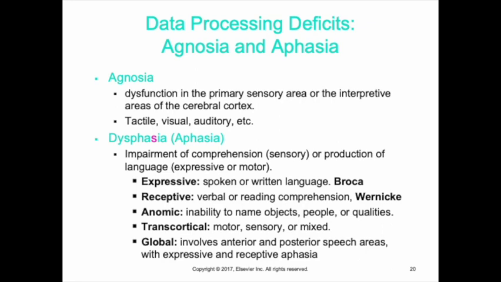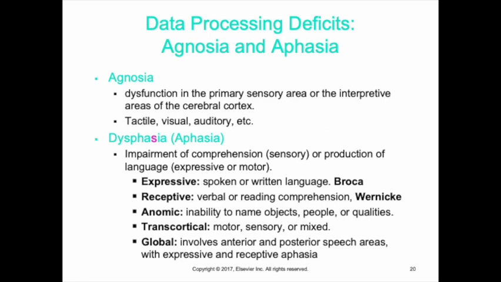Agnosia and dysphasia or aphasia, these are different types of data processing deficits. And with agnosia, these are deficits of recognition. And this recognition can either be tactile, visual, or auditory. And it is involving the cerebral cortex. With agnosia, for example, you may put a common object in someone's hand, and by touching it with their hand, they aren't able to identify what it is, but they are able to name it when they look at it.